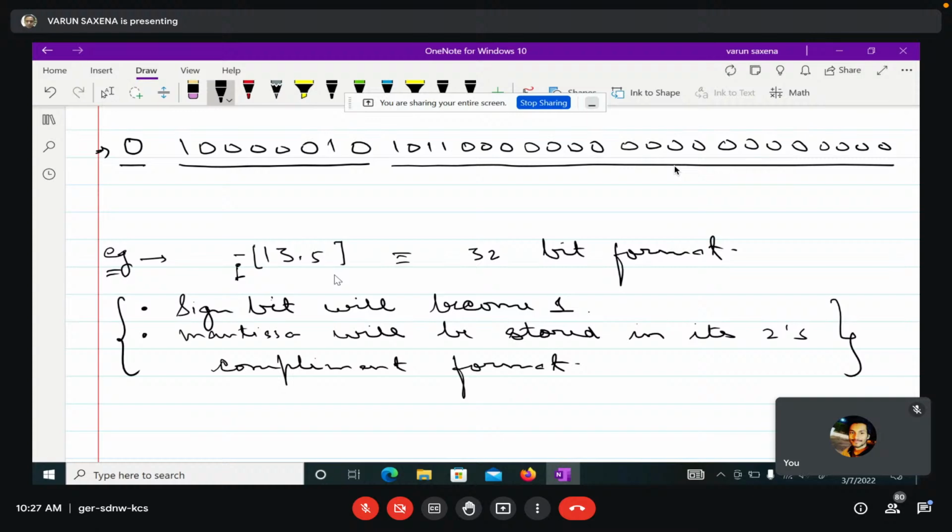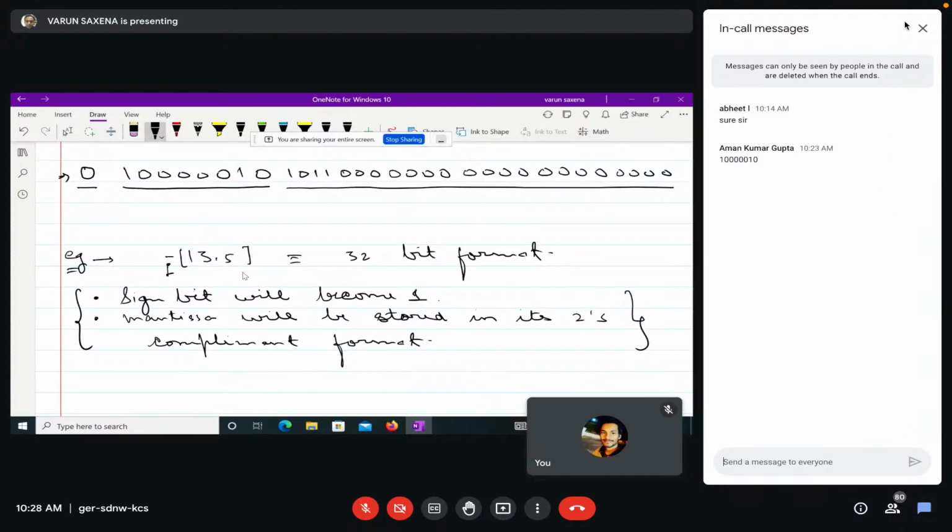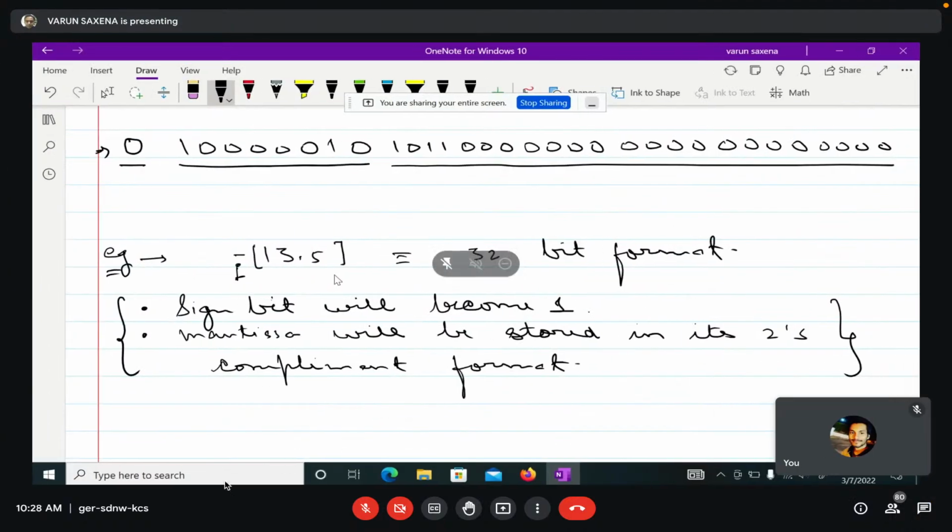So you will first write 13.5 in the binary format. You will convert it into a scientific notation format. It's also called a normalized form in some books. Then from there you will pick up the Mantissa. Then you will see what the exponent value is. You'll add 127 to it to obtain the biased exponent. Once you obtain the biased exponent, you will convert it into its binary equivalent.